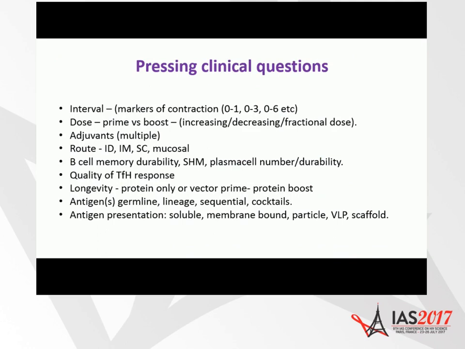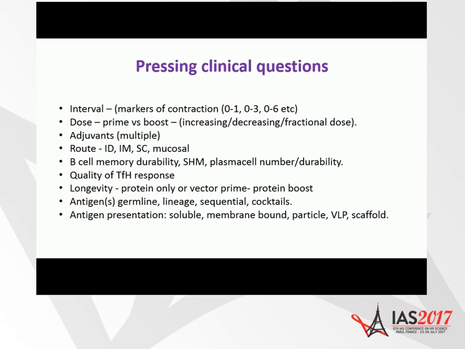But increasingly, we still need to look at intervals of immunization to enhance somatic hypermutation, dose and prime boost effects, looking at fractional dosing, looking at increasing or decreasing dosing strategies, a range of adjuvants that may also be able to shift the immune response in the right direction, the impact of routes on, again, the antibody induction. B-cell memory and durability is something that still is challenging the HIV community in terms of getting sustained antibody responses. That's probably also linked to looking at the quality of T follicular helper cells. And again, that can only really be done in a human setting.